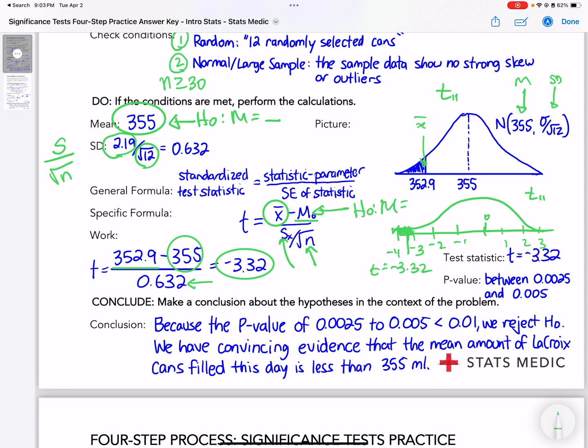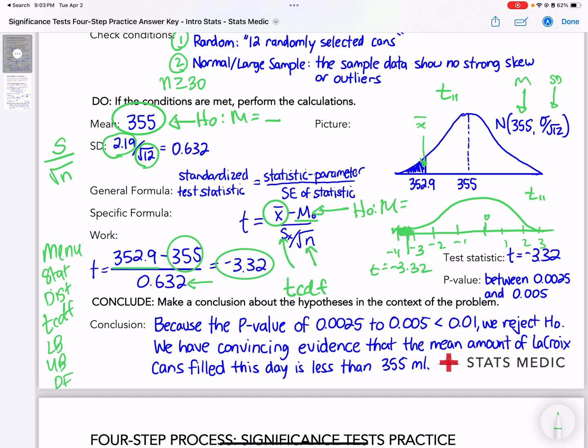So you're going to get a p-value. The way I do the p-value is go to tCDF, which to get to tCDF on your calculator, you go to Menu, Stat, Distribution, tCDF. Now, you have lower bound, upper bound, and degrees of freedom.